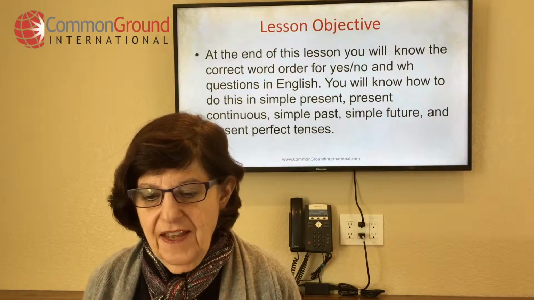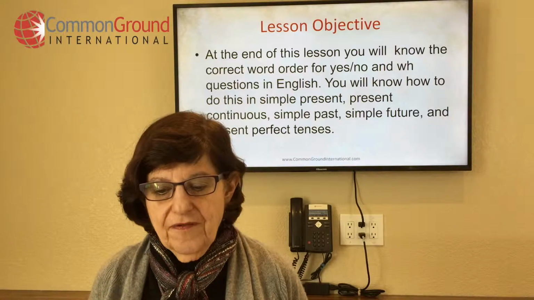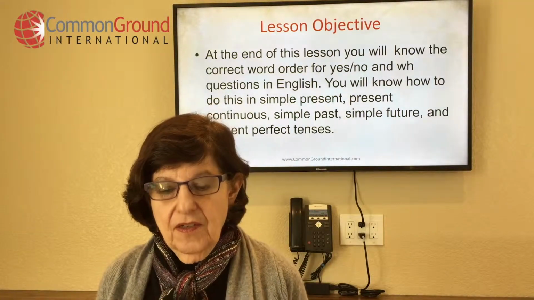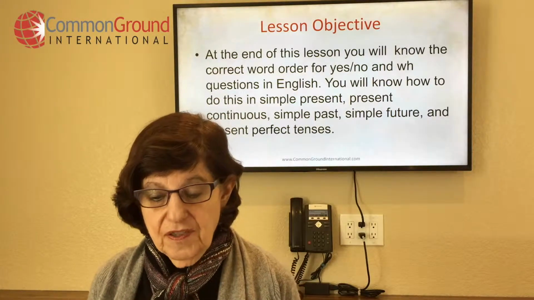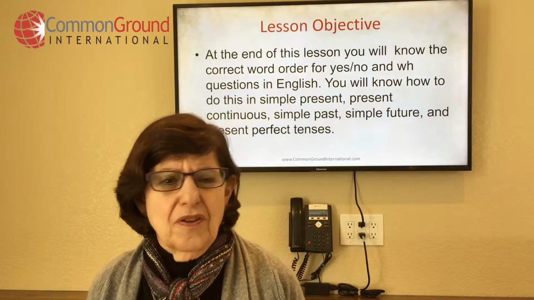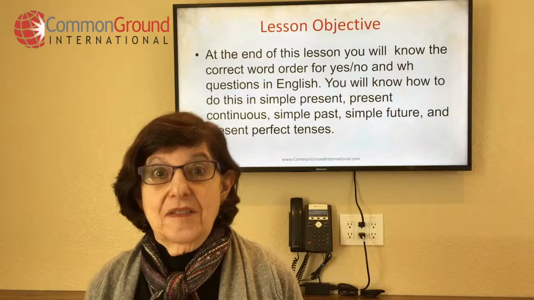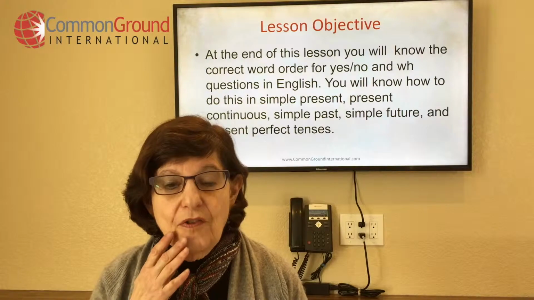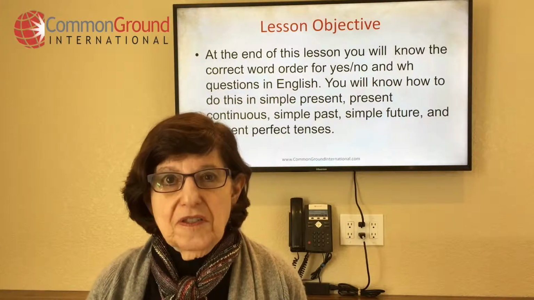Our objective today: at the end of the lesson, you will know the correct order for yes, no, and WH questions in English. You will know how to do this in simple present, present continuous, simple past, simple future, and present perfect tenses. And you're wondering, how am I going to know in all those tenses? Well, the formula is pretty much the same. If you can do it in one tense and you know the formula, you can apply it to the other tenses. That's the good news.